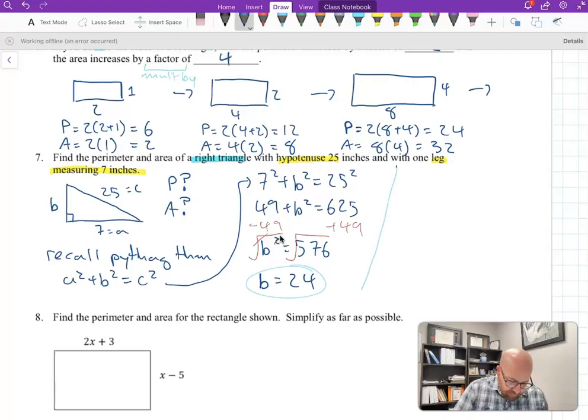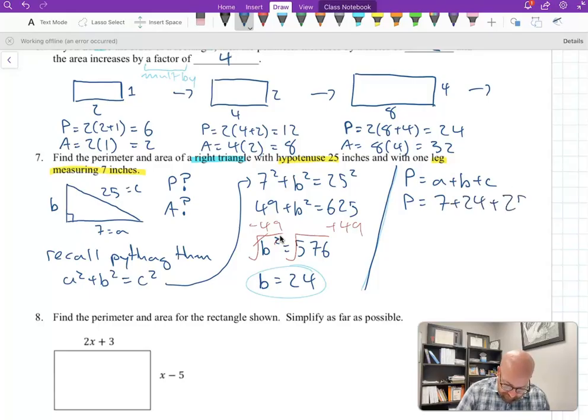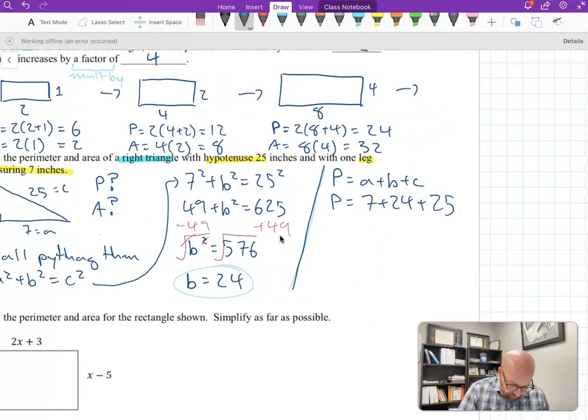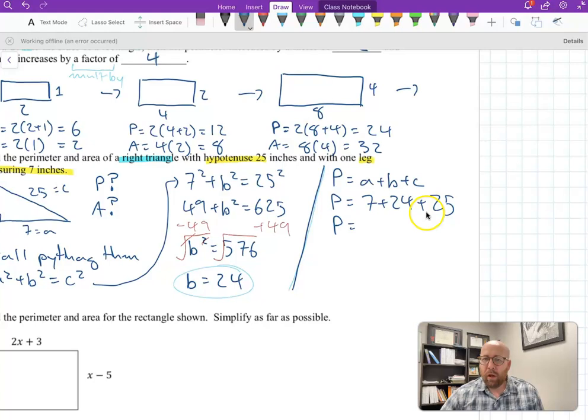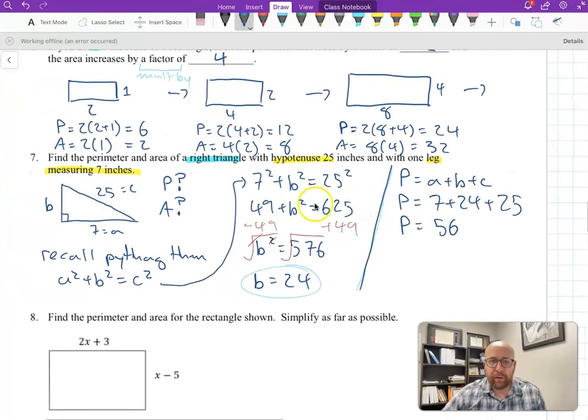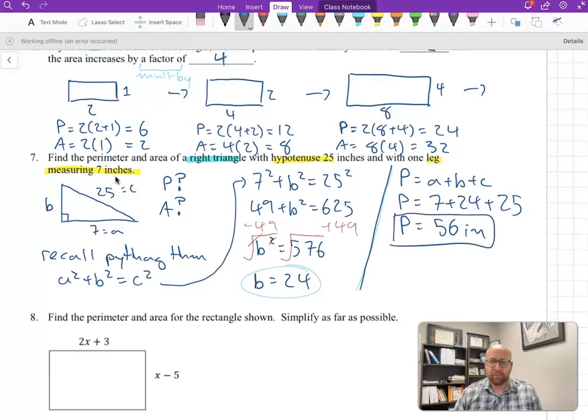So let's talk about perimeter. The perimeter of a triangle is A plus B plus C. So our perimeter is going to be 7 plus the 24 plus the 25. 24 plus 25 is 49. 49 plus 7 is 56. And we are talking about inches, so we're going to write 56 inches. There is our perimeter.